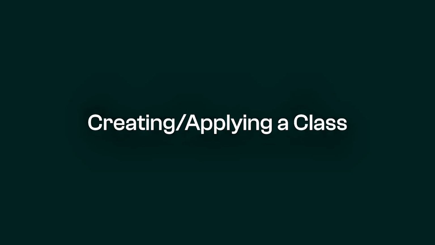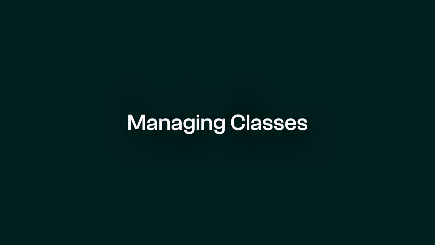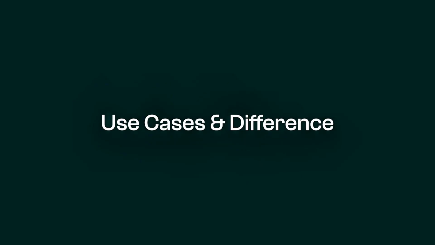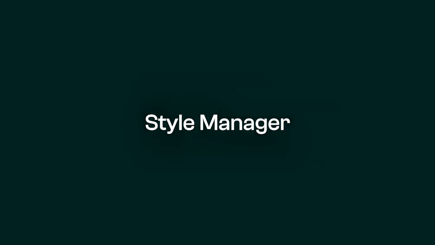Today, we're going to master this in Webflow using a 6-step framework. First, we will build and apply a fresh class. Second, we will cover management: renaming, deleting, and duplicating. Then, we will dive into combo classes for variations, followed by global classes for a reusable system. We will break down exactly when to use which type, and finally, we will look at the style manager to keep your code clean.